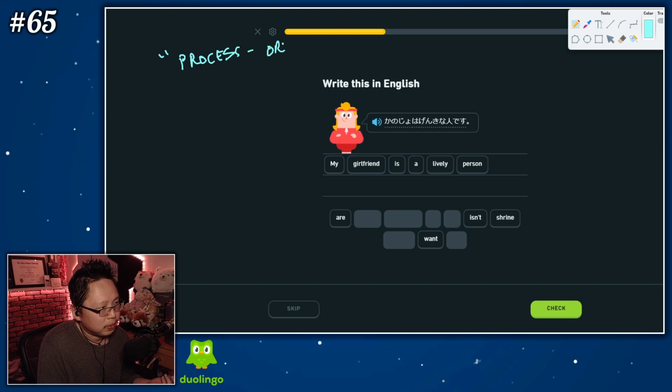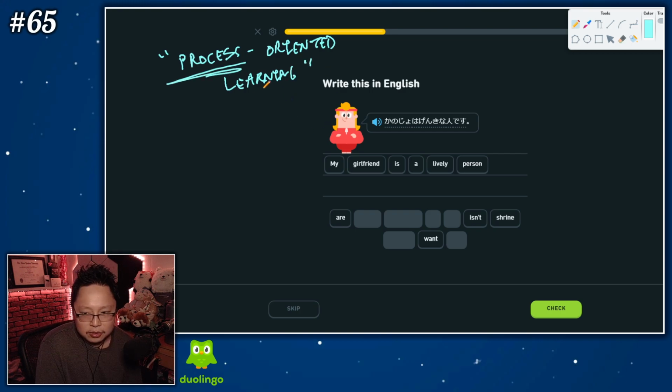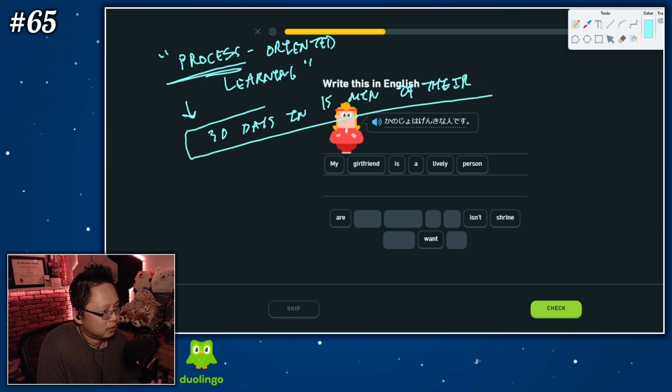When you're doing process-oriented learning, right? Or process-oriented anything, how are you going to do process? Well, there are some brilliant people who do like 30 days in 15 minutes edits of their own experience, right? And yeah, that's a great way to compromise between the format, right? The format. And I don't want to do that.